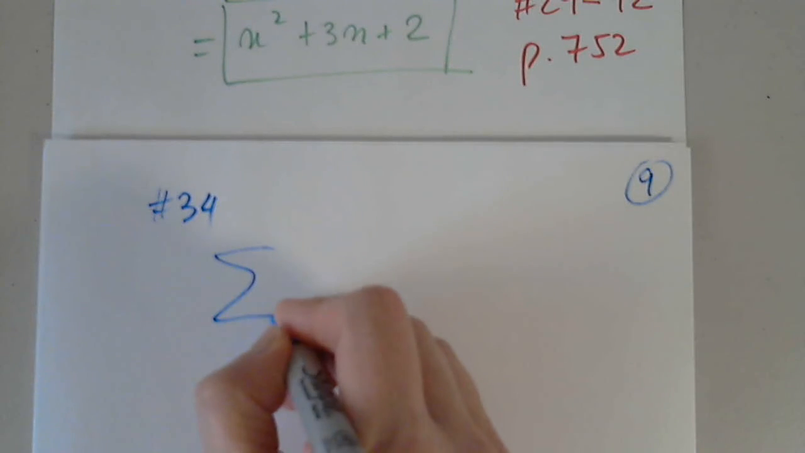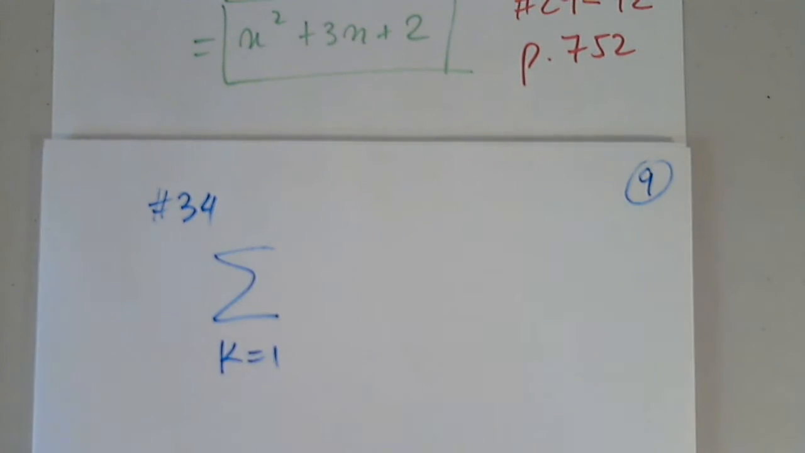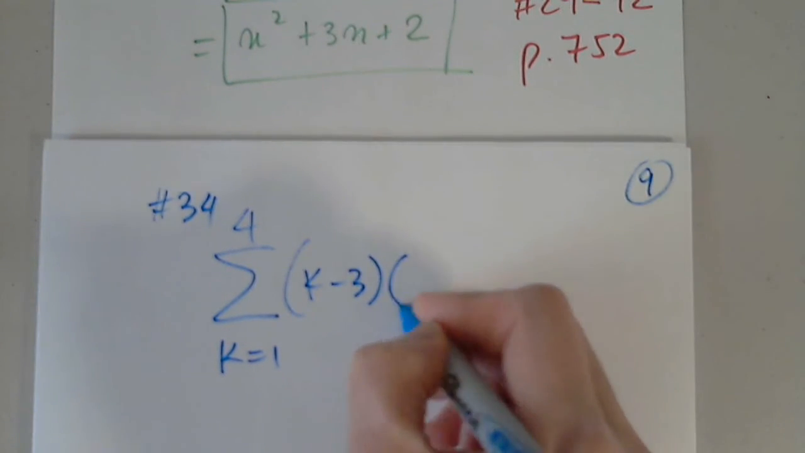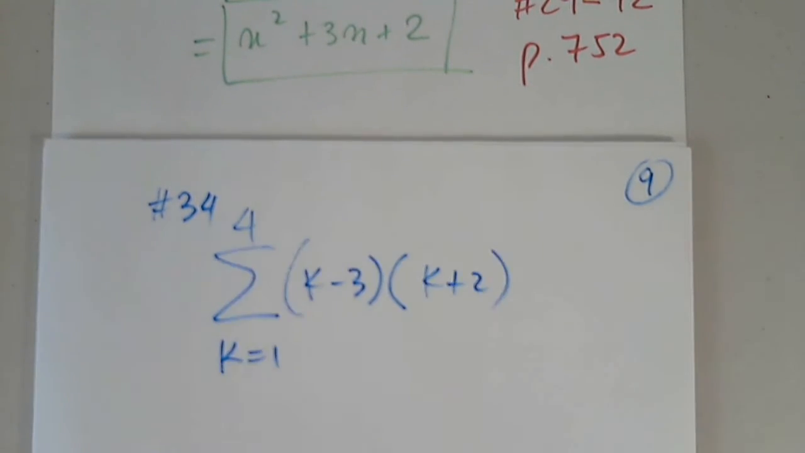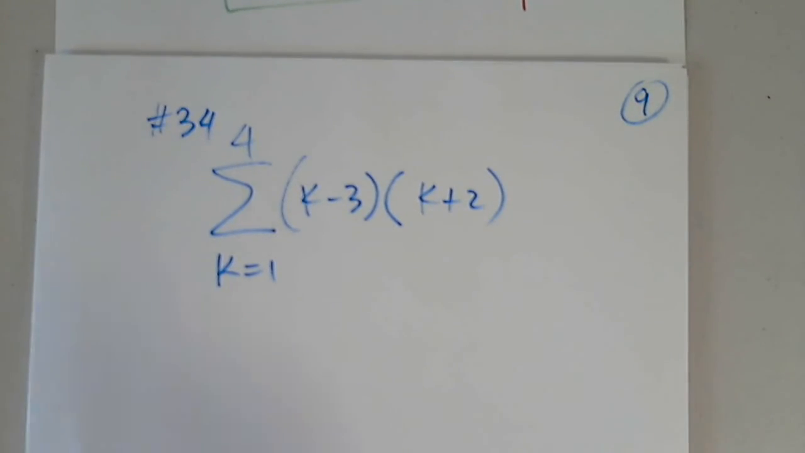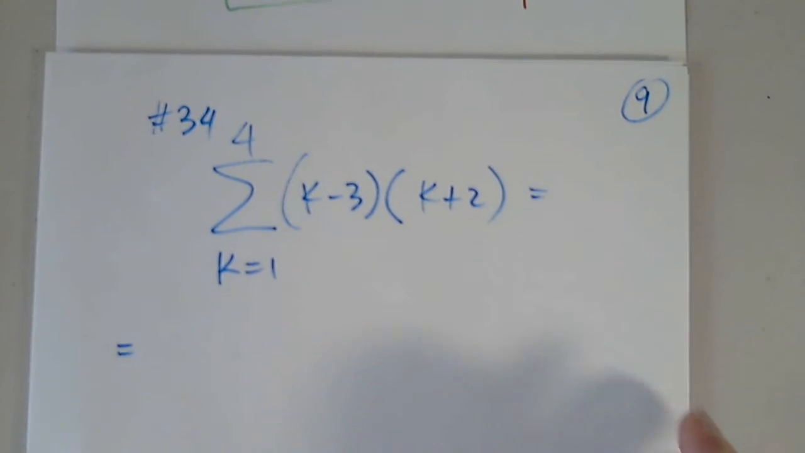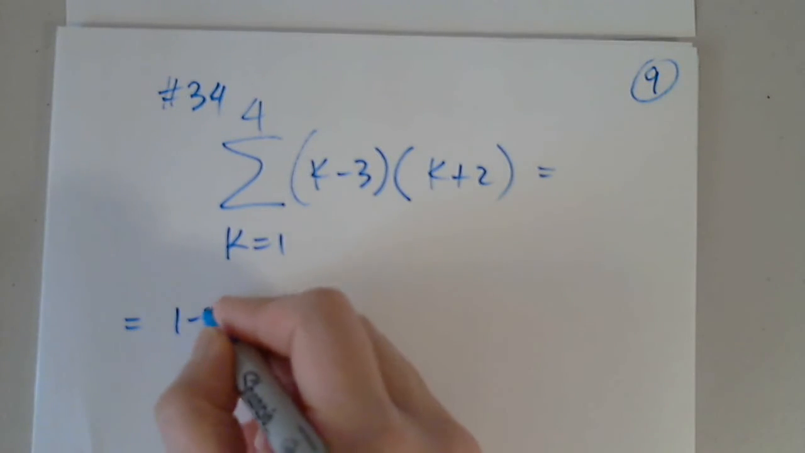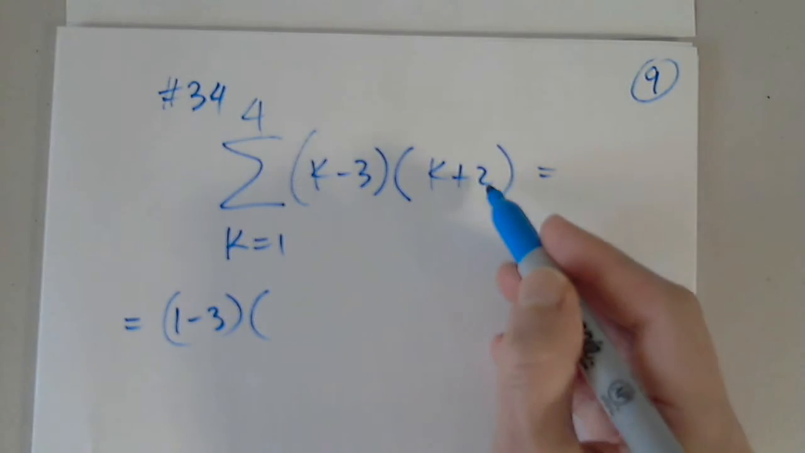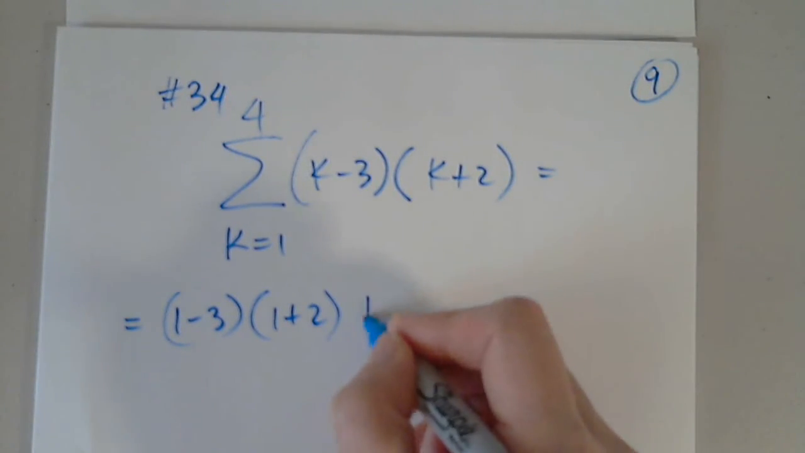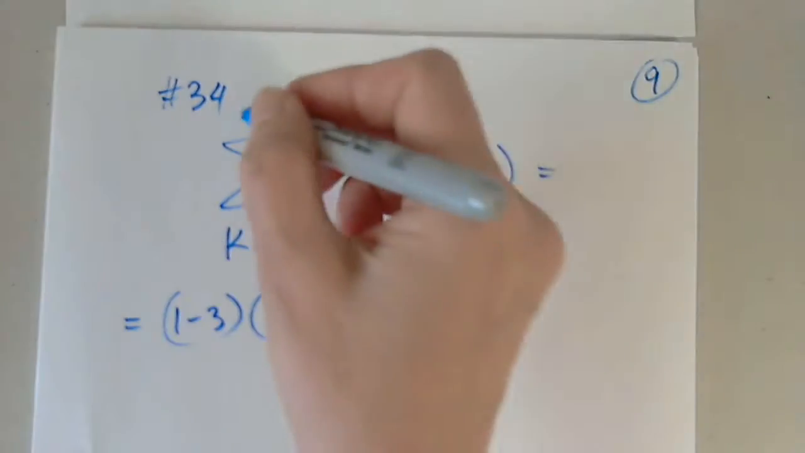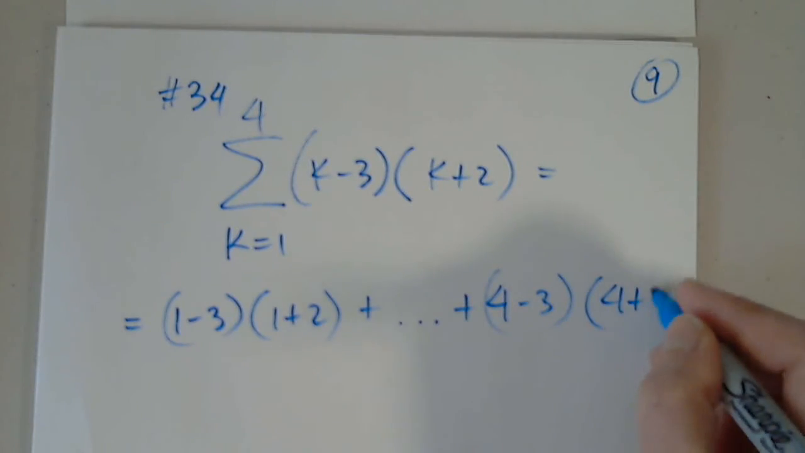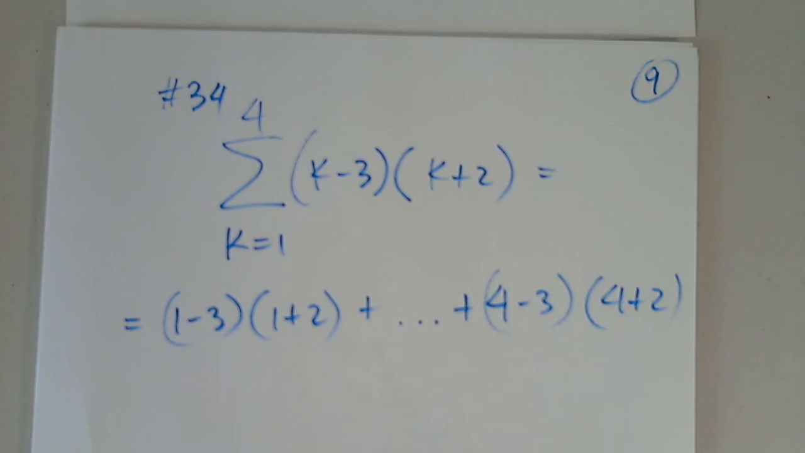34 is the sum from k equals 1 through 4 of (k minus 3)(k plus 2). Let's list the first and the last term, and then we'll do it with the calculator. When k is 1, (1 minus 3) times (1 plus 2) plus ... When k is 4, (4 minus 3)(4 plus 2). Can I do this by hand? Of course.